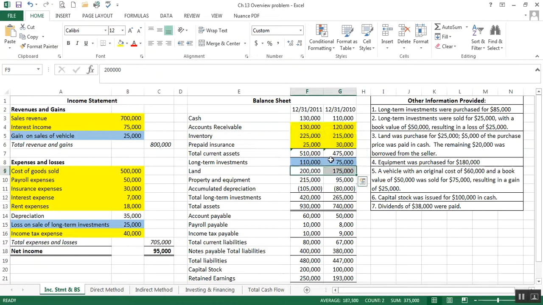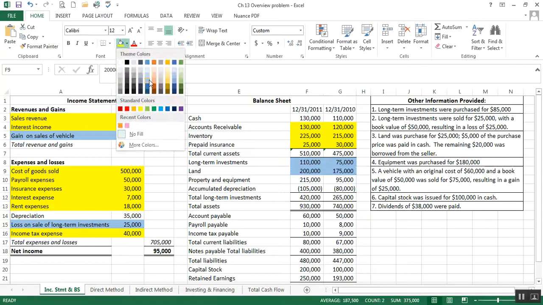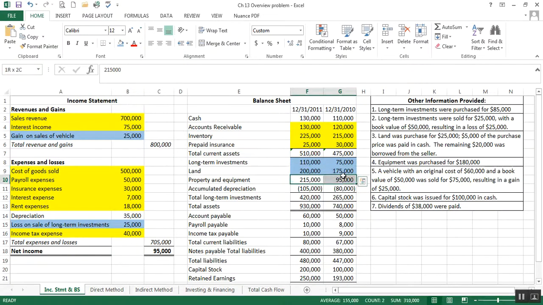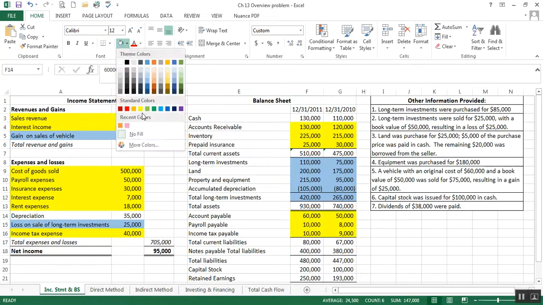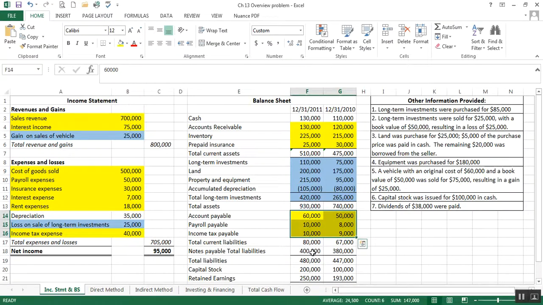Land, that's an investing activity. Property, plant, and equipment and accumulated depreciation are both investing. Long-term investments, investing. Accounts payable, payroll, and income tax are operating. We accounted for all of those. Notes payable is a financing activity. So this is our first financing activity here.